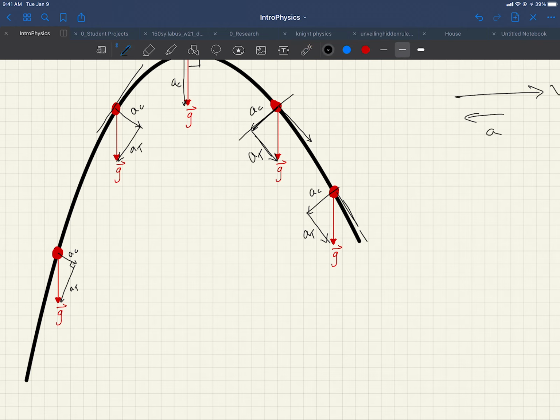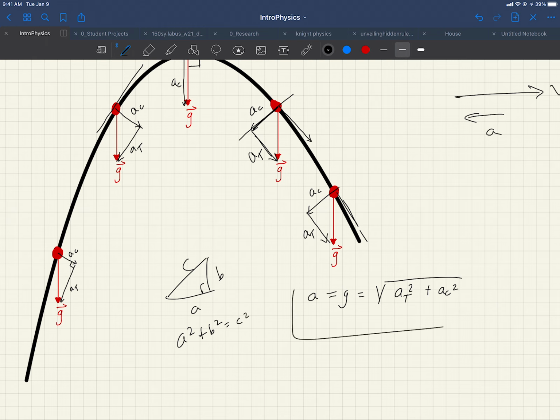Well, you learned this a long time ago in the Pythagorean theorem. This is your standard triangle, A, B, C. So what do we see here? We see that the acceleration is equal to G, which is equal to the square root of AT squared plus AC squared, right? And this, of course, comes from A squared plus B squared is C squared. So that is our relationship at each one of these points, where A equals G is uniform. It's the same throughout.